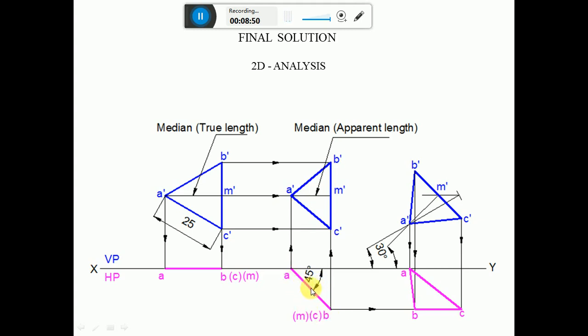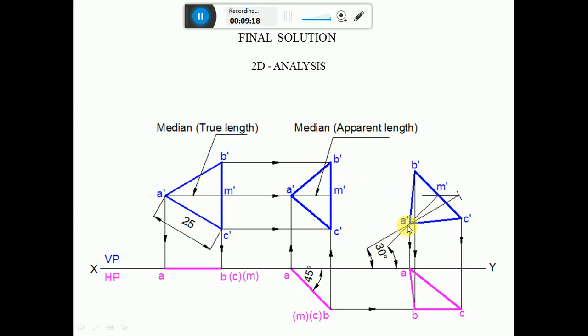As the median is inclined, when it is projected, you are going to get the apparent length of the median here. As one of the medians is inclined to HP at 30 degrees, the true inclination is given. But what you have in the second position front view is the apparent length. So we cannot transfer the apparent length on the true inclination line. We need to find the apparent inclination first, and then on that line transfer the second position front view.